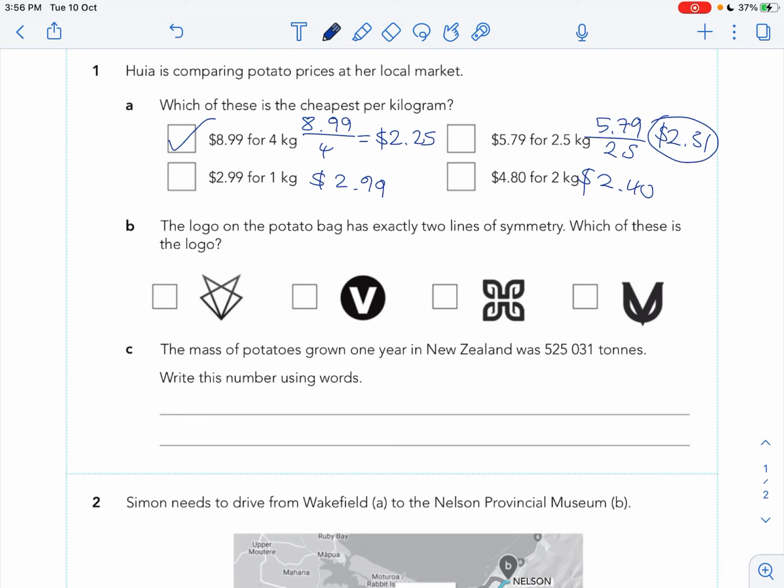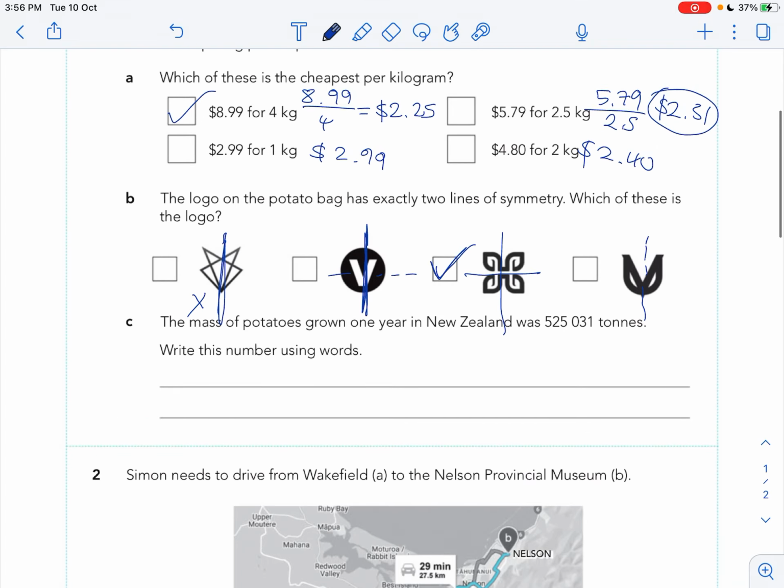Okay, the logo on the potato bag has exactly 2 lines of symmetry. Which of these is the logo? Okay, so if we draw in some, that has a line of symmetry down there, but I can't draw another line of symmetry, so it's not that one. This one only has a line of symmetry down the middle as well. I can't draw it across there, it won't match up. This one is also the same, just through there, but you can see that this one actually has the 2 lines of symmetry, which is that one there.